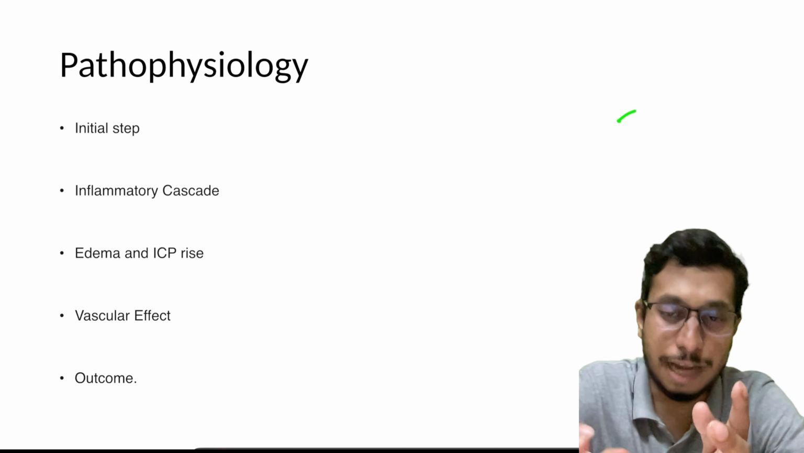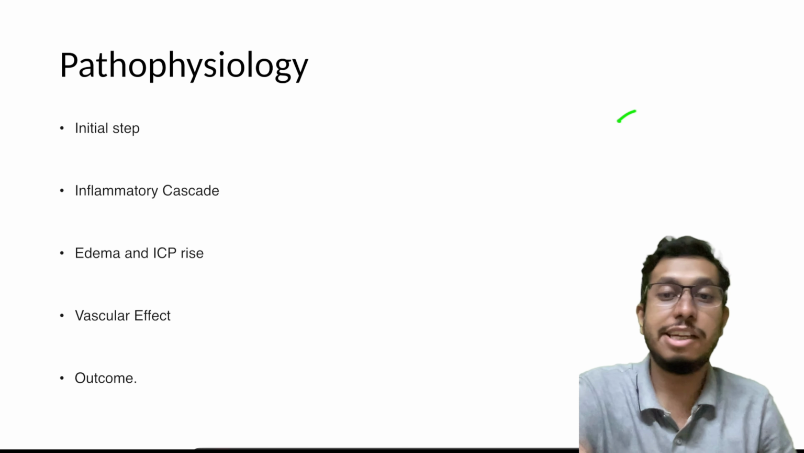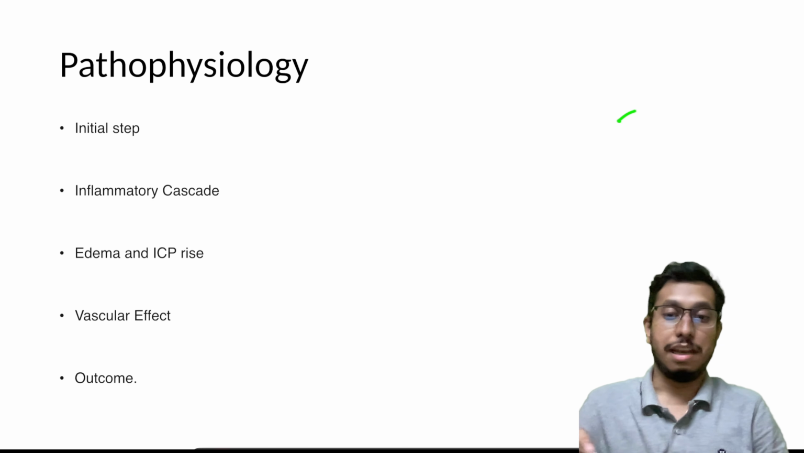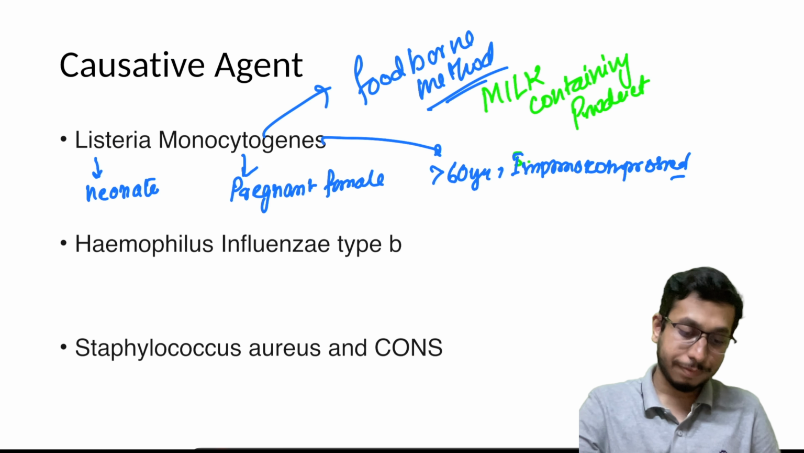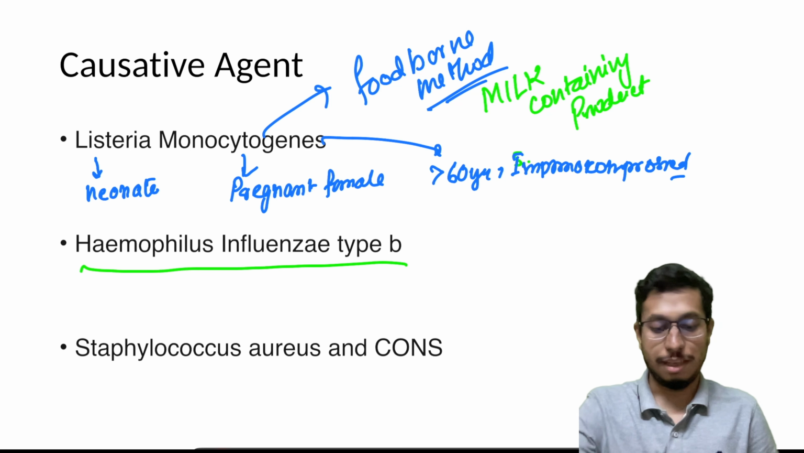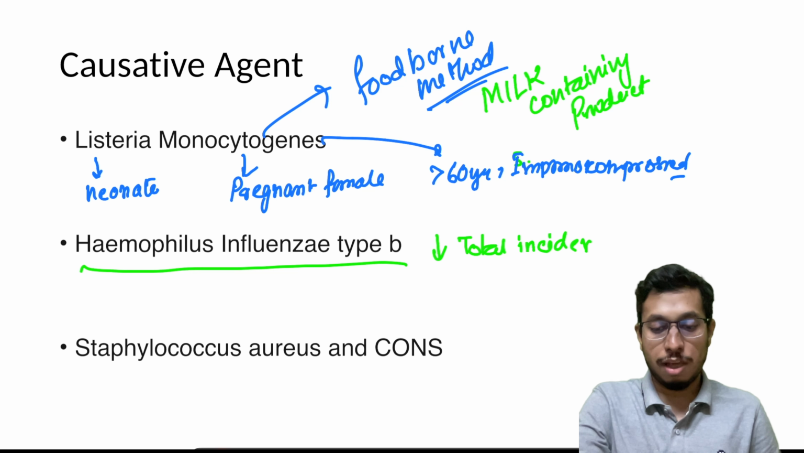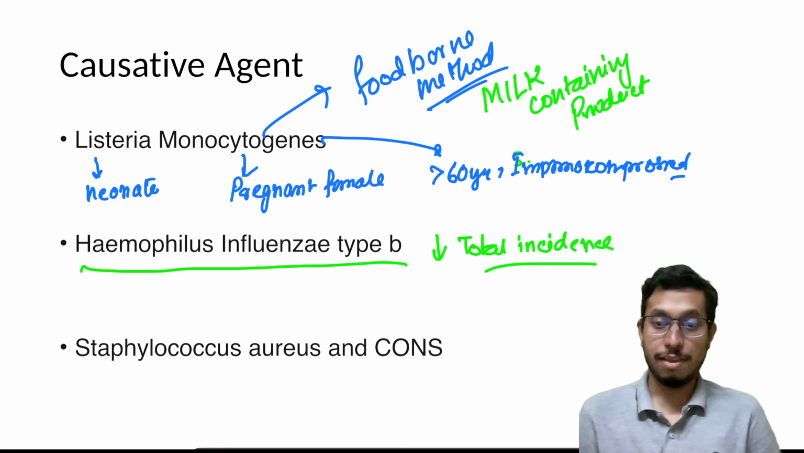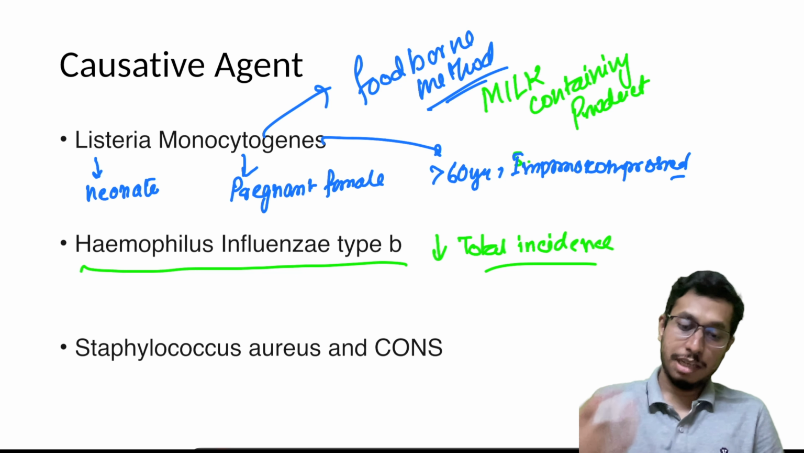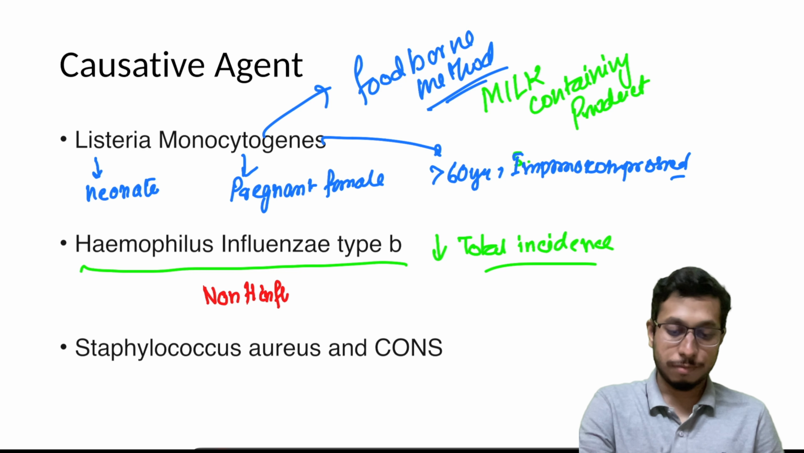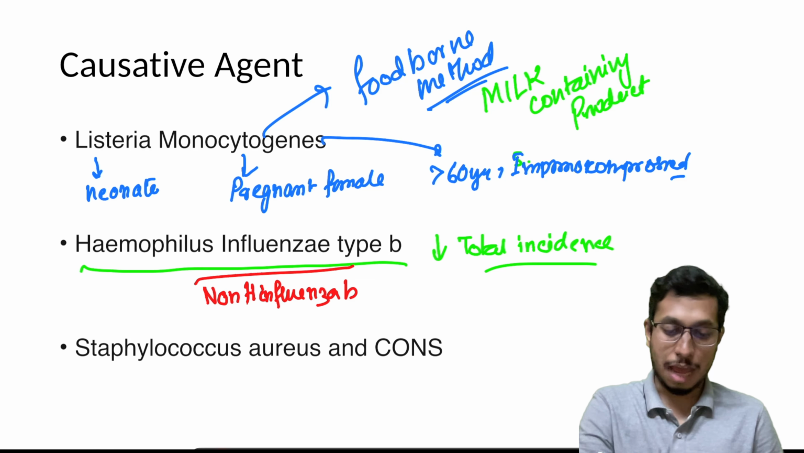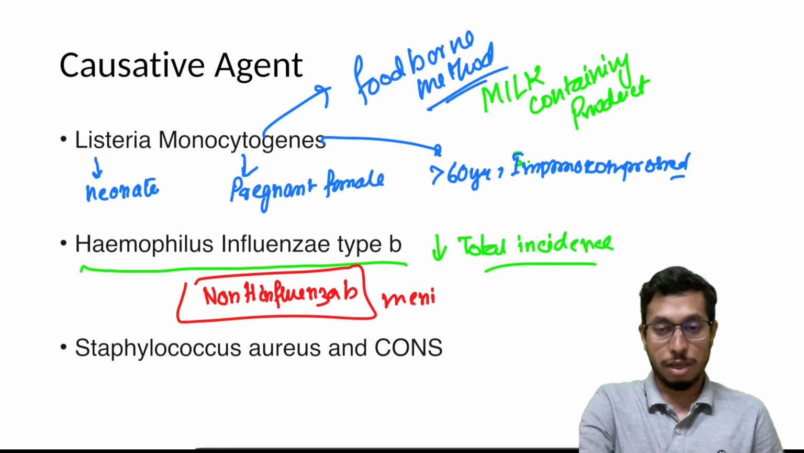Regarding Haemophilus influenzae type B, again similarly to the Neisseria meningitidis vaccine, with the advent of the Haemophilus influenzae type B vaccine, there is a decrease in total incidence. Okay, so there is a decrease in the total number of cases with the advent of the vaccine. Still, currently we get a lot of cases of non-type B Haemophilus influenzae meningitis.